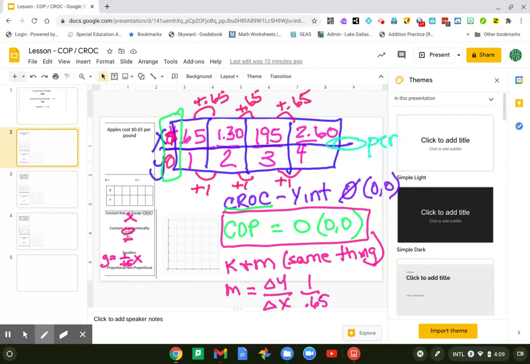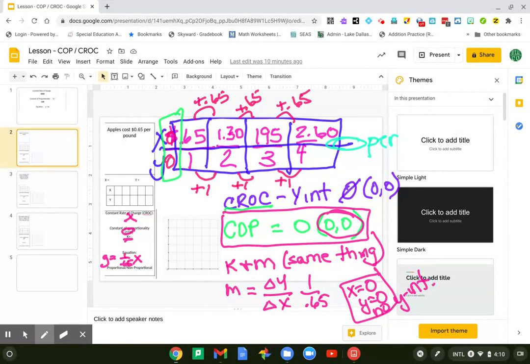There is no y-intercept because it goes through 0, 0. So you don't have a b in this question. So when x equals 0, y equals 0. So that means this has no y-intercept.